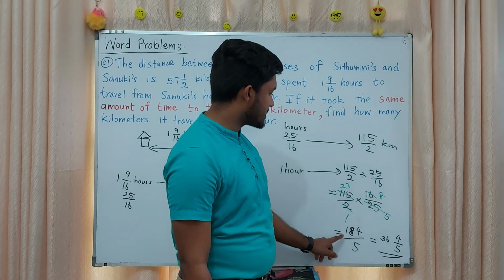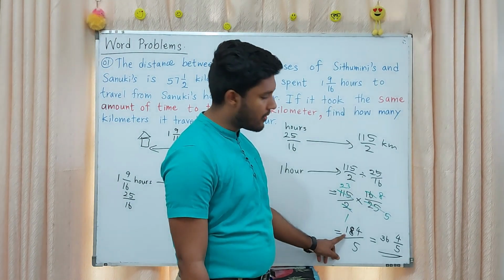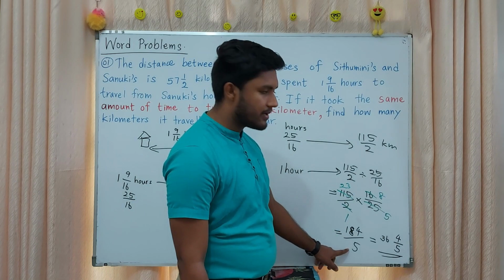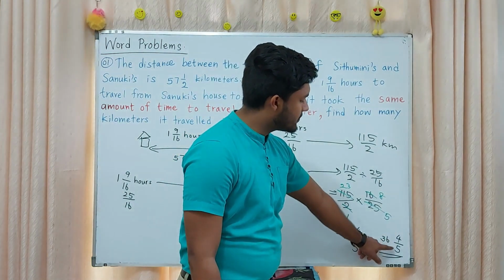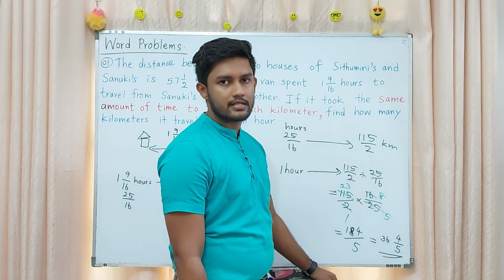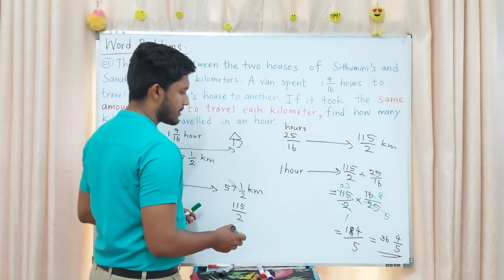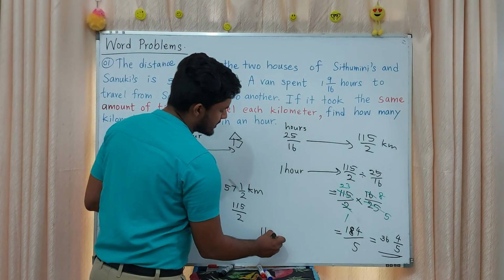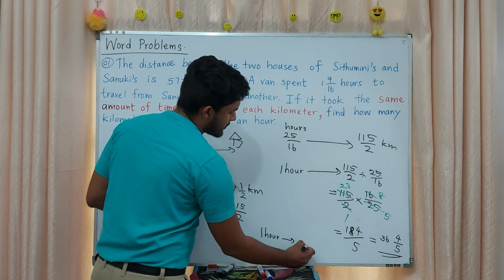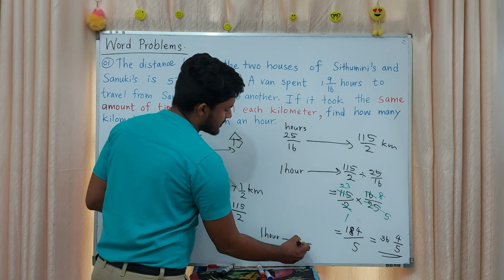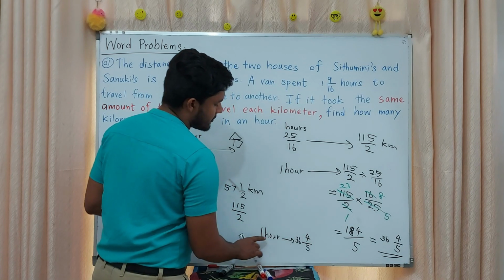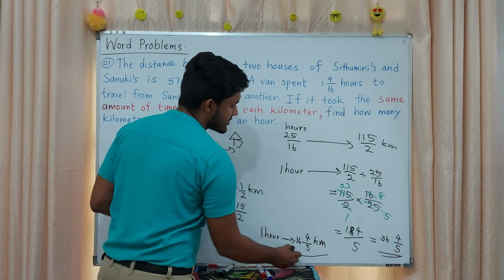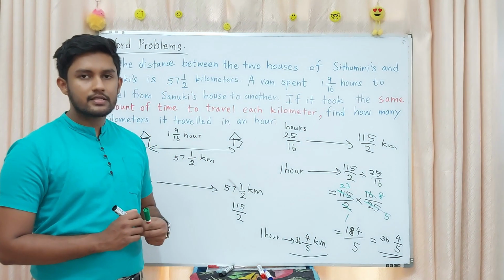8 into 23, 184. 5 into 1, 5. 184 divided by 5, 36, 4 over 5 is the answer. Then for 1 hour, 36 4 over 5 kilometers, this vehicle has traveled.